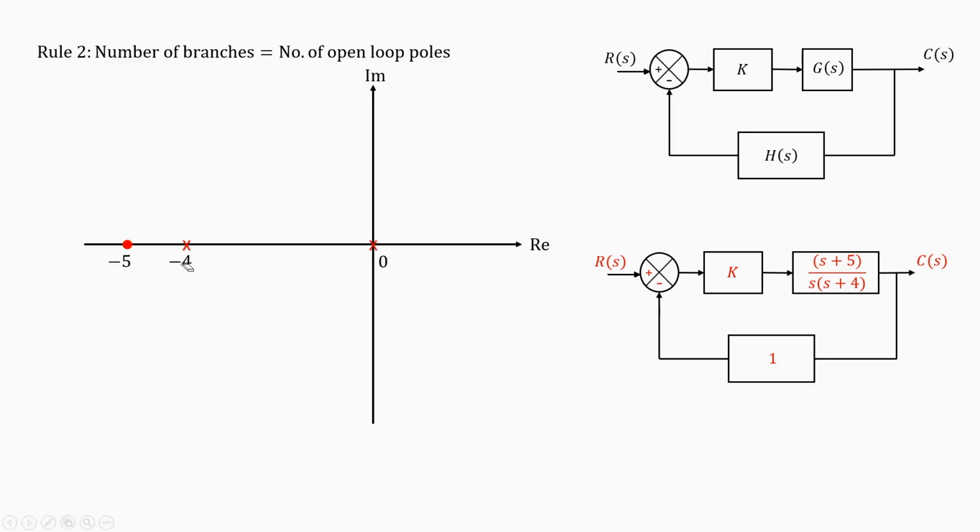Now the next rule is how many branches the root locus will have. If there are 2 starting points, then there will be 2 branches. Since there are 2 starting points, there are 2 branches. So the number of branches will be equal to the number of open loop poles of the system. Now we are drawing the root locus. If 2 branches start from some points, then these 2 branches will end somewhere, but we have only found one end point.